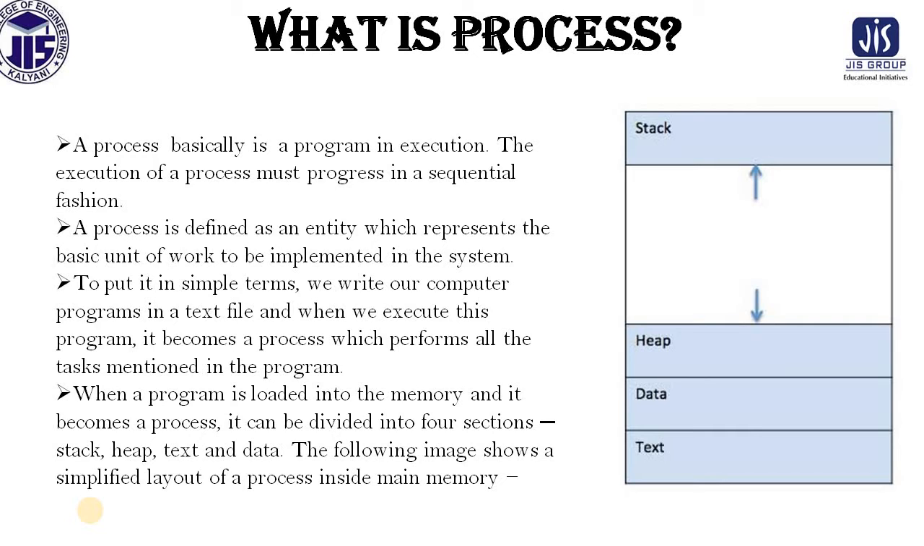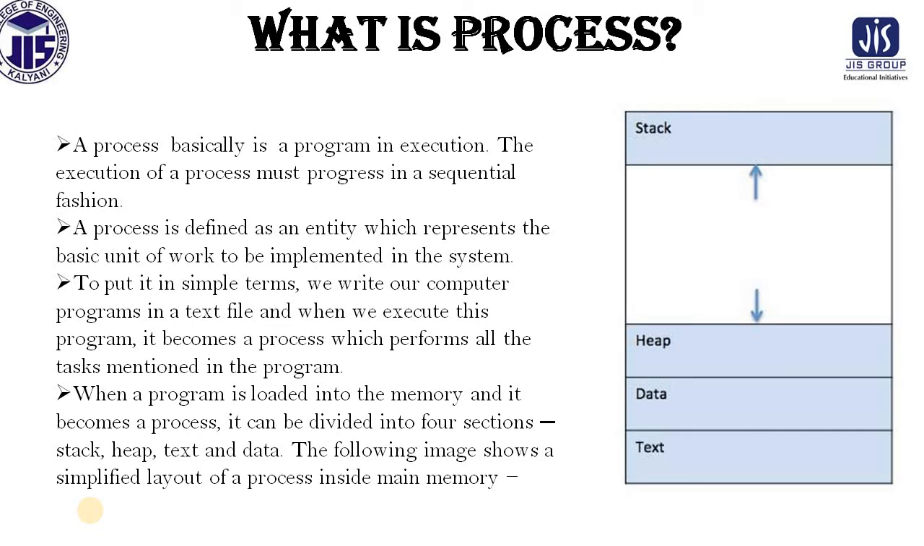The execution of a process must progress in a sequential fashion. A process is defined as an entity which represents the basic unit of work to be implemented in the system. To put it in simple terms, we write our computer program in a text file, and when we execute this program, it becomes a process which performs all the tasks mentioned in the program. So when a program is loaded onto the memory, it becomes a process.